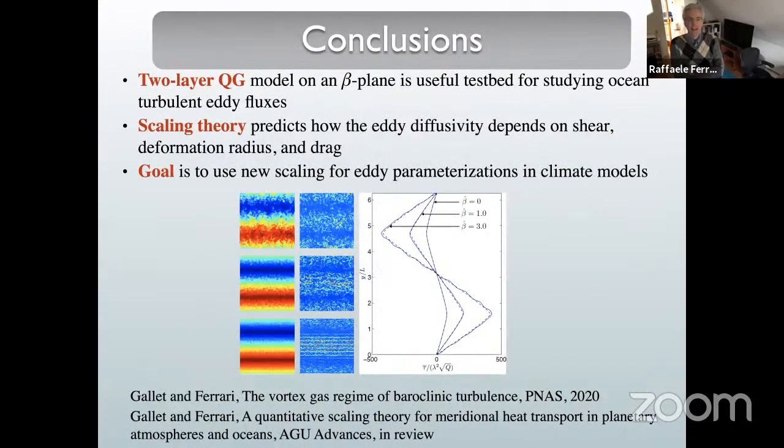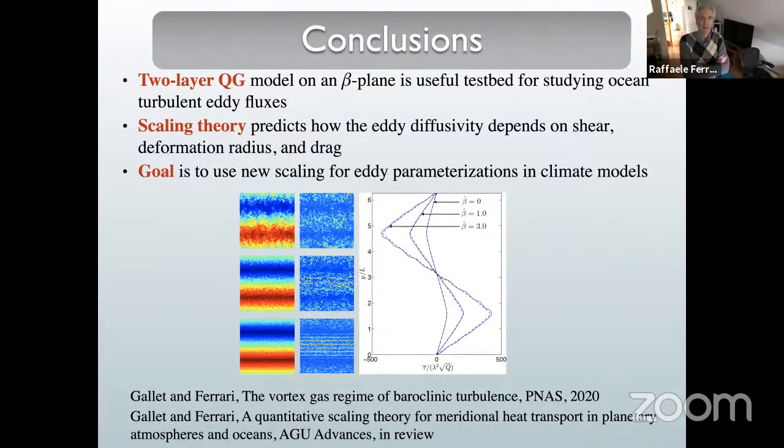And I'm done. I think we have a theory that tells us, at least for this simple quasi-geostrophic 2-layer model, how the diffusivity, the GM diffusivity, would depend on shear, deformation radius and drag. Some of these dependencies are very strong, but they're verified in the numerical solution. And where we want to go is to use these kinds of scaling laws in parameterizations for full-fledged climate models, by which I mean large-scale ocean models.